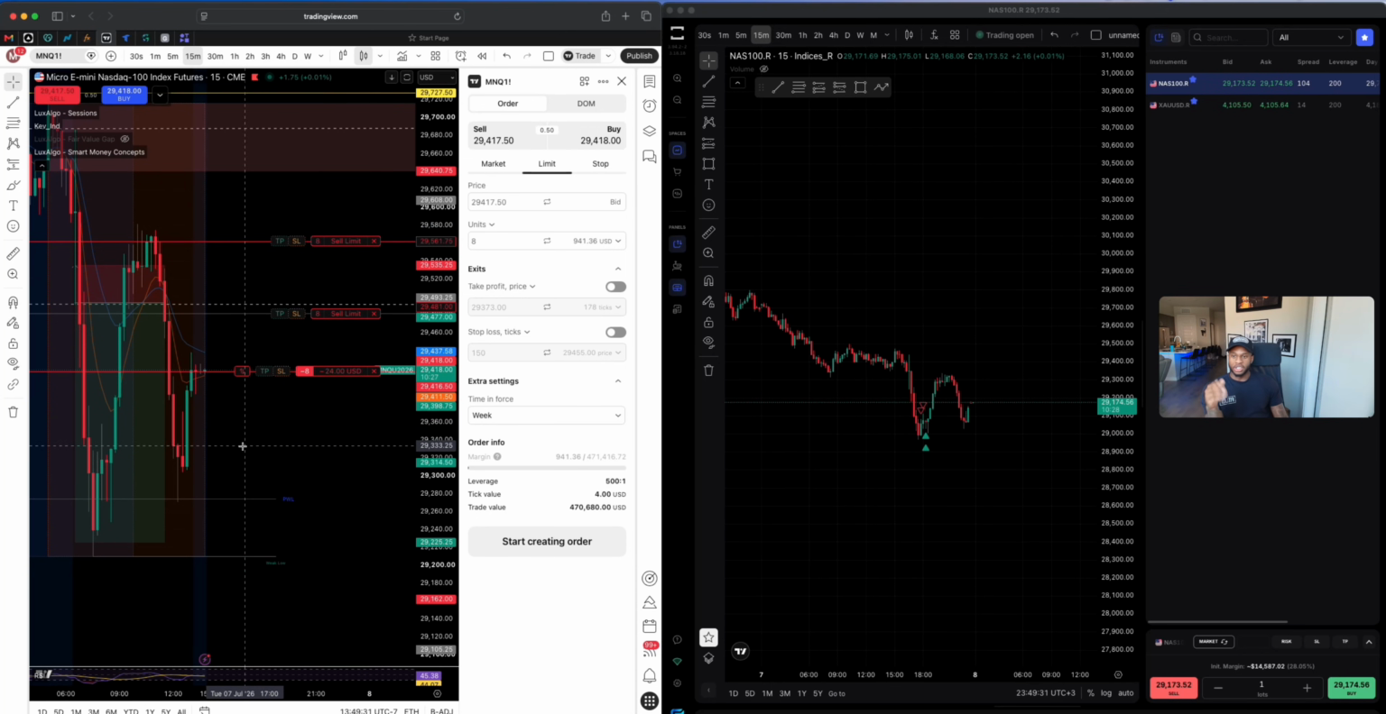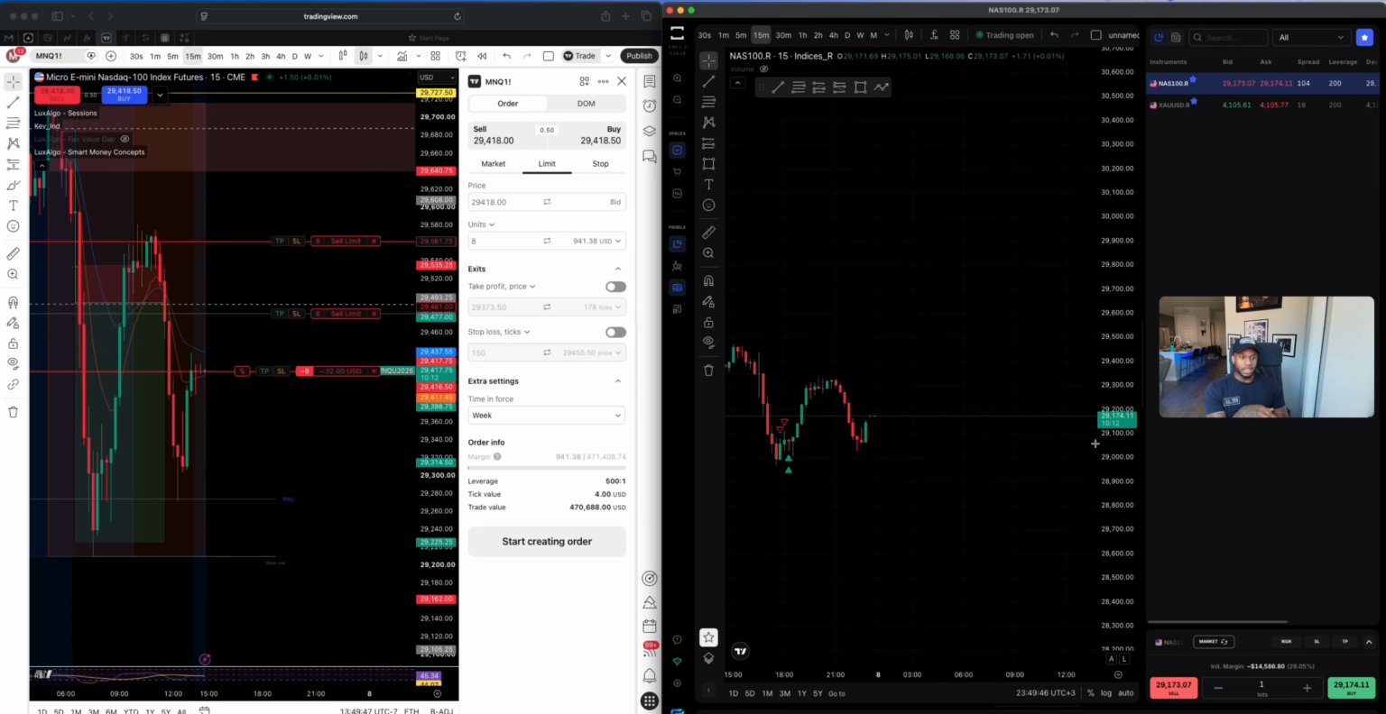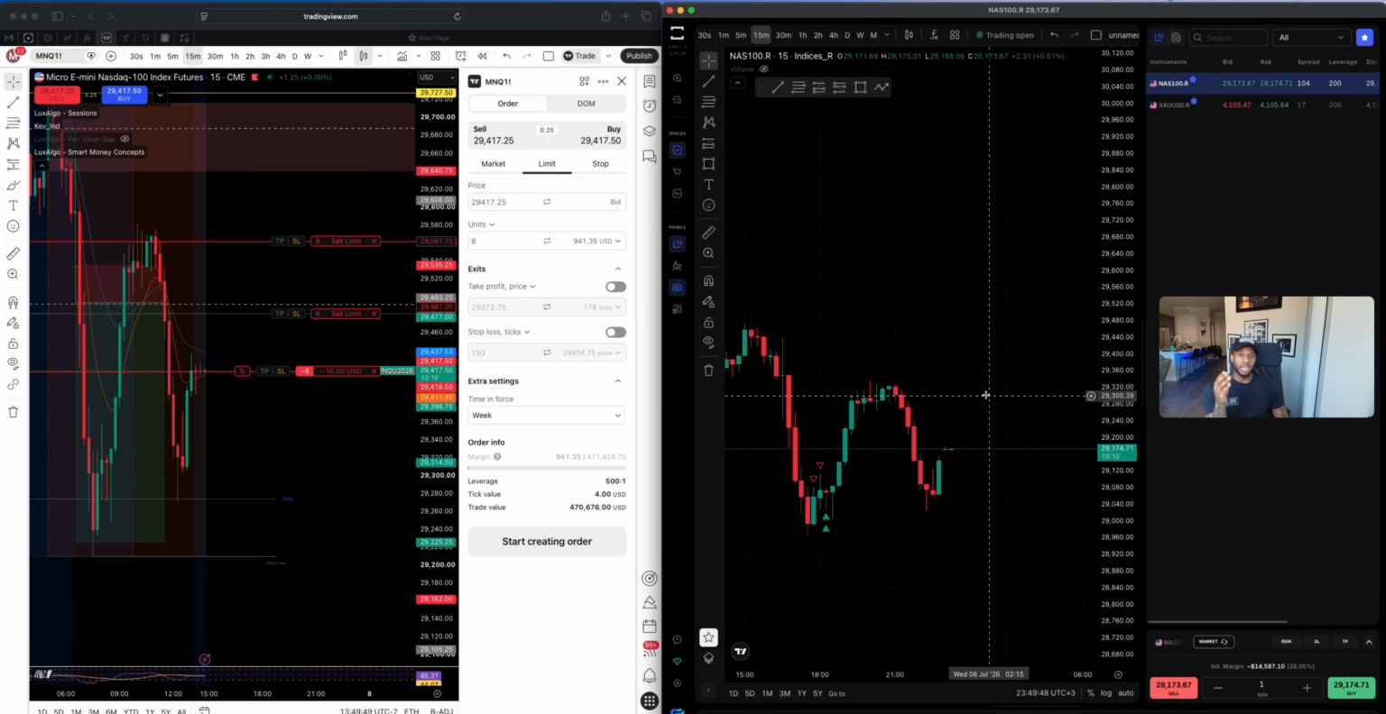So it's a lot harder to scale in and out of trades, in my opinion, using TradingView. But it is a really nice platform for doing trade analysis. So I'll always do my trade analysis on TradingView. I think that's the best. But when I'm on TradeLocker, I think this platform is the best for actually executing my strategy.